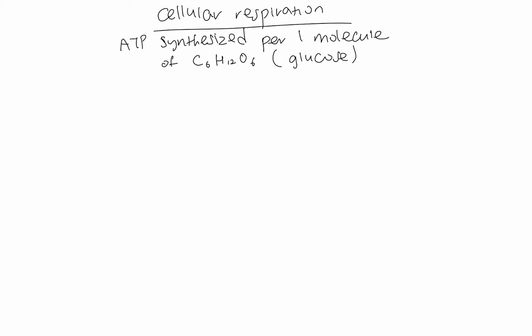Welcome to this video. Here we're going to calculate the number of ATP synthesized per 1 molecule of glucose. So, you'll remember that, first of all, we need phosphorylation in order for ATP to be produced.